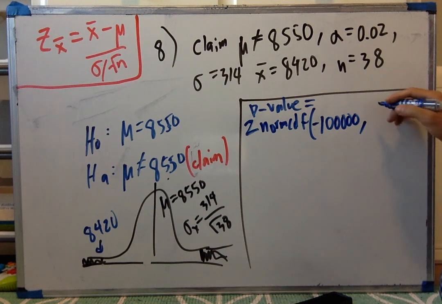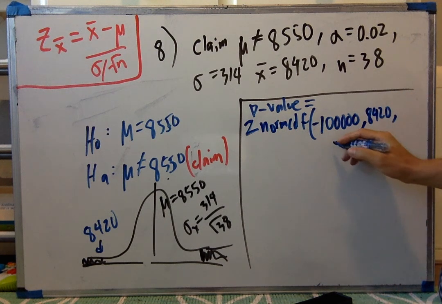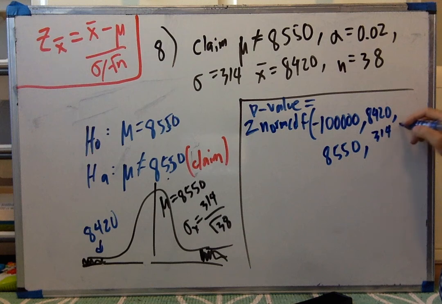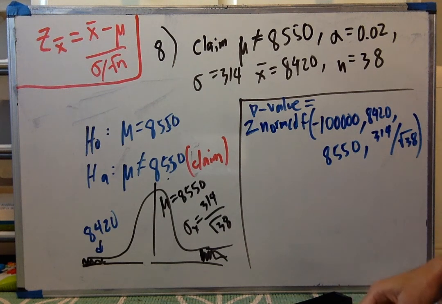So negative 100,000 up to my value, 8420. After that is the mean, 8550. After that is the standard deviation, which is 314 divided by the square root of 38. So we're just going to plug that whole thing into our calculator. I'll punch it in and show you that I plug in pretty much exactly what I wrote down.